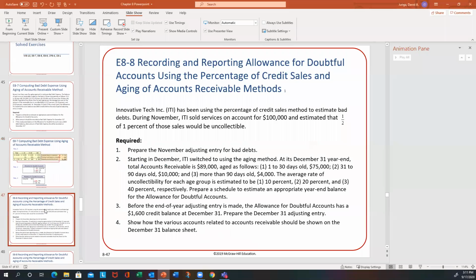All right, 8.8. On this one, again, they want us to look at, it looks like some journal entries for the month of November. And I think initially they're using the percent net credit sales method. So that'll be the first one we do, but then they're going to switch to the aging method. So then we'll do our weighted averages. And then we'll do our adjusting entry. And notice they'll say the allowance for doubtful accounts has a $600 credit balance. So we'll need to take that into consideration. And then we'll show all the various accounts related to the accounts receivable, how they're going to show up on your balance sheet.